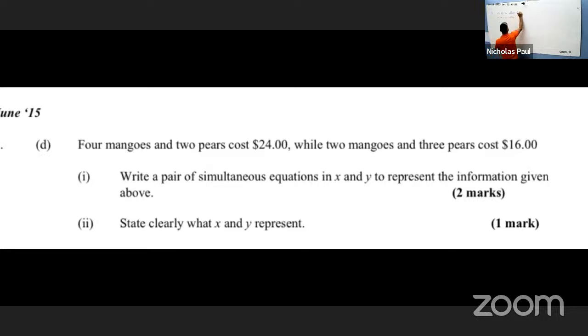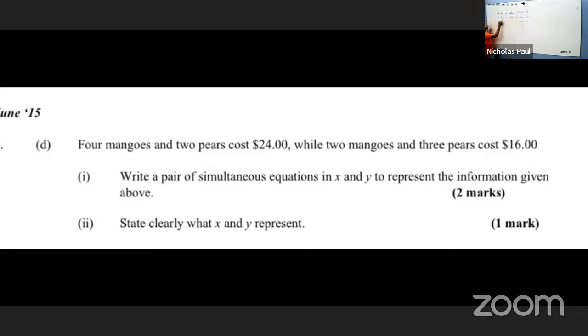Multiply that by 2, you'll get 8x plus 4y is 48. Multiply this by 4, you'll get 8x plus 12y is 64. Then you minus, that's 0. 8 minus 12, that's minus 8. 48 minus 64, that is minus 16. Divide by minus 8, you'll get y is 2.